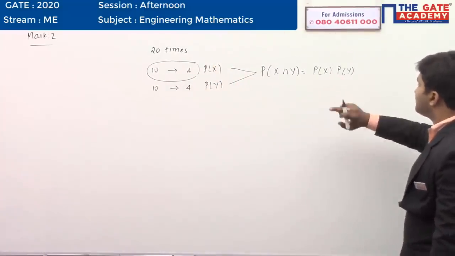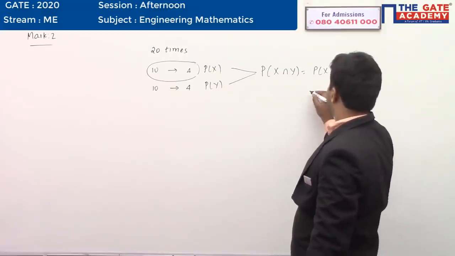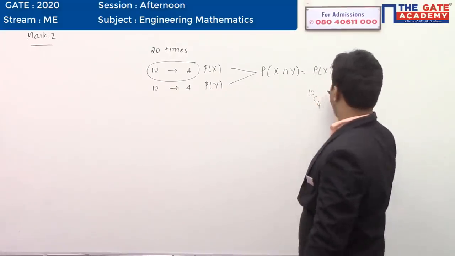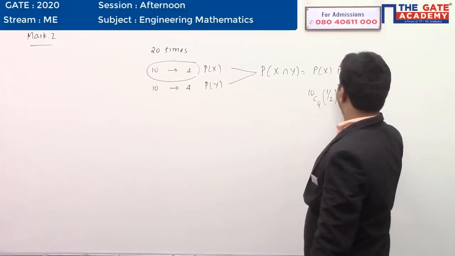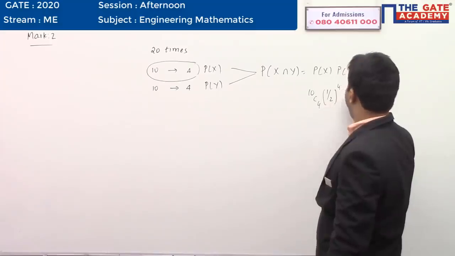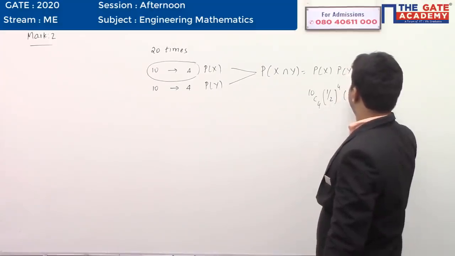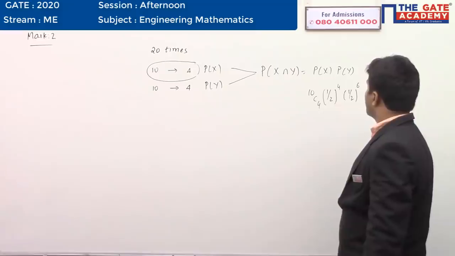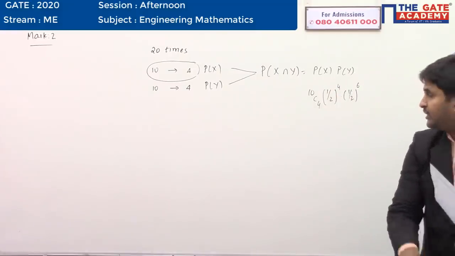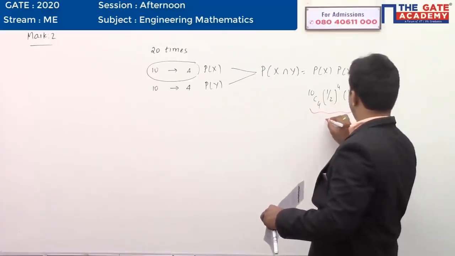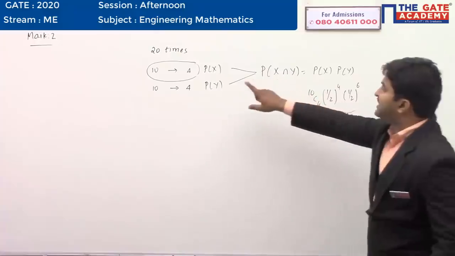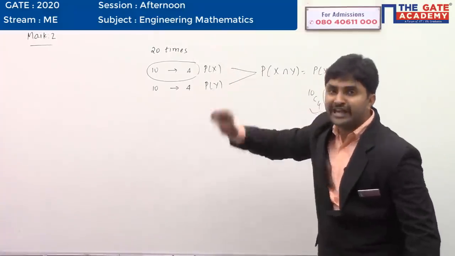Now tell me one thing. 10 tosses, 4 heads. What is that? It is 10C4, binomial distribution: 10C4 (1/2)^4. Here 1/2 is the probability of head, and the probability of tail is also 1/2. So (1/2)^(10-4), which is 6. This is the probability of x. Next, in the next 10 tosses we require 4 tails.